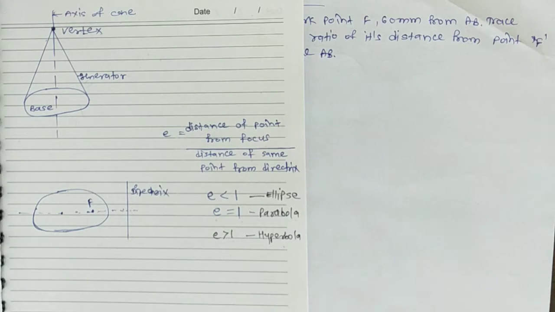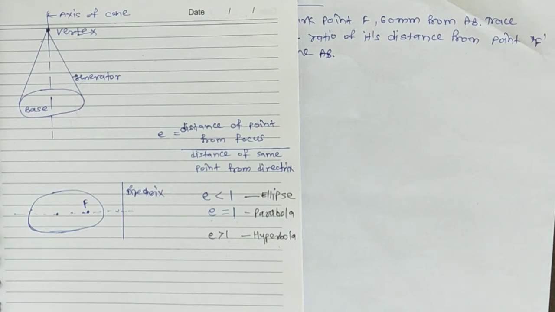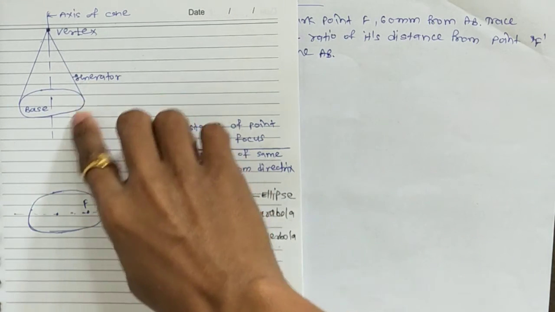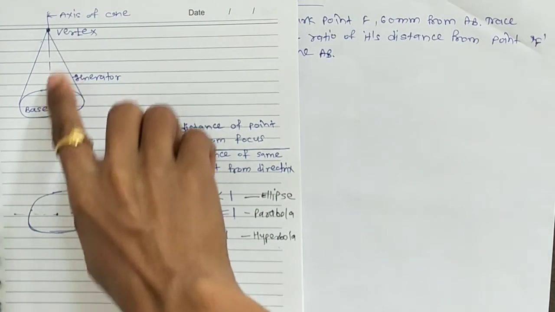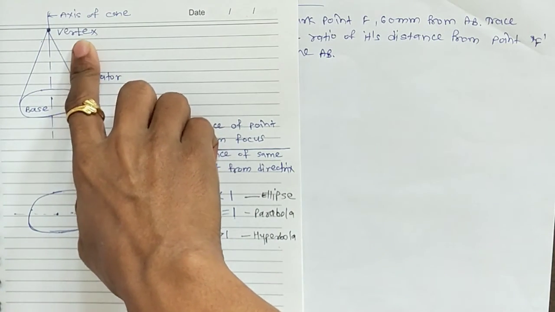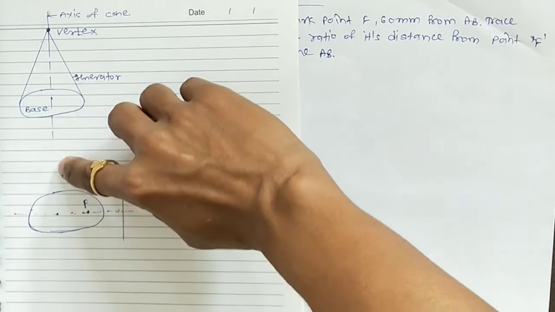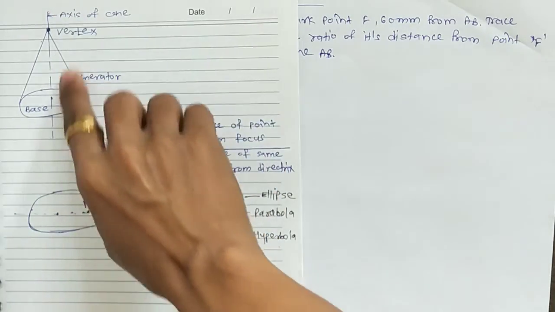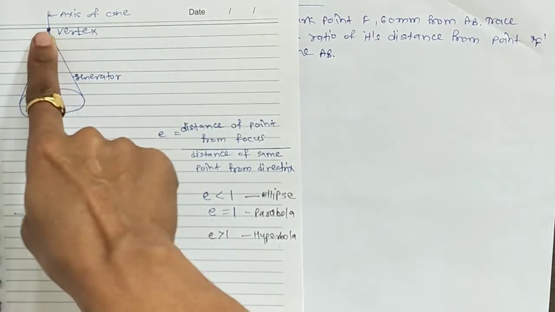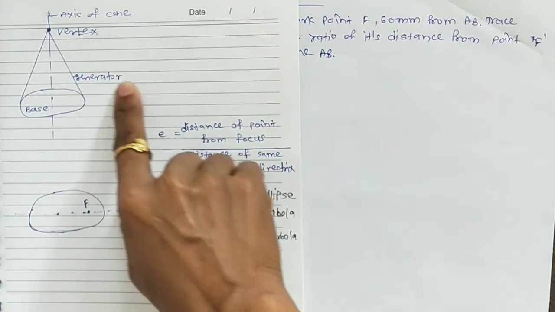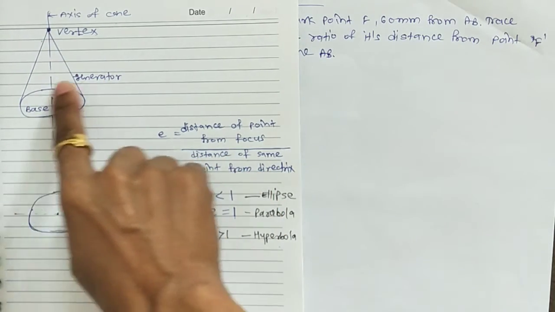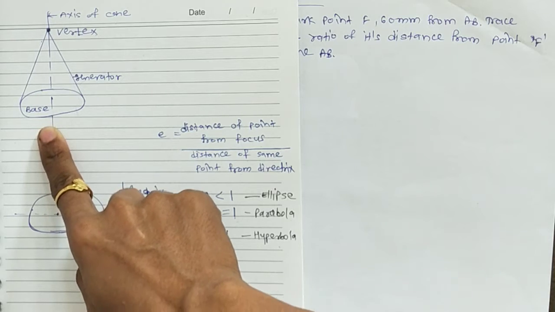Hello students, in today's video we will see what is parabola and how to draw it. So first of all, see this is a cone in which apex of the cone is called as vertex. The center line is called as axis of cone. This inclined line is called as generator and this elliptical portion is called as base of a cone.